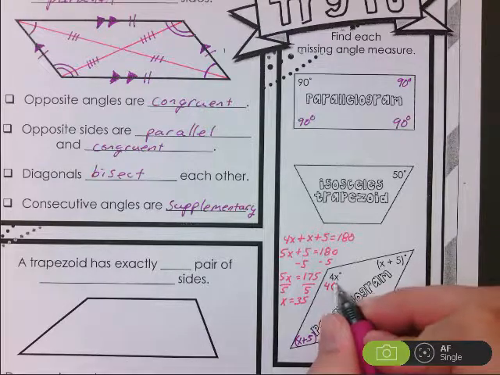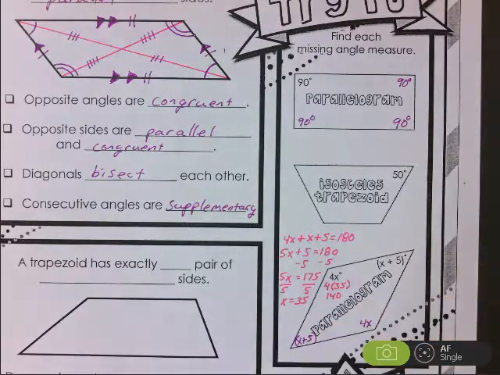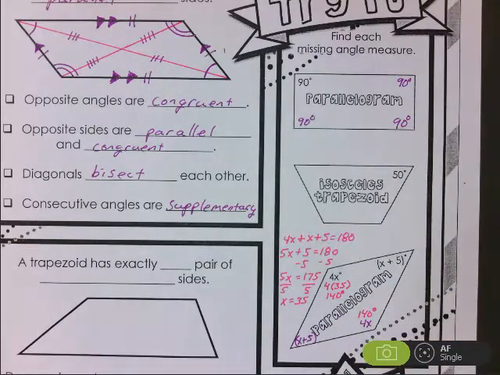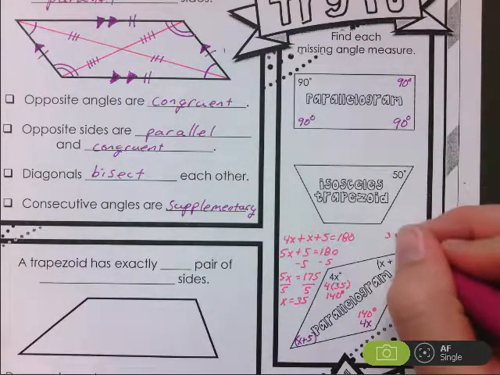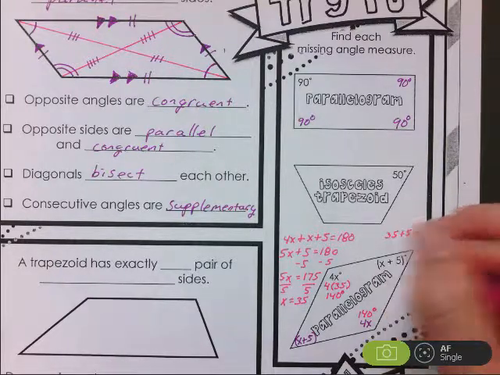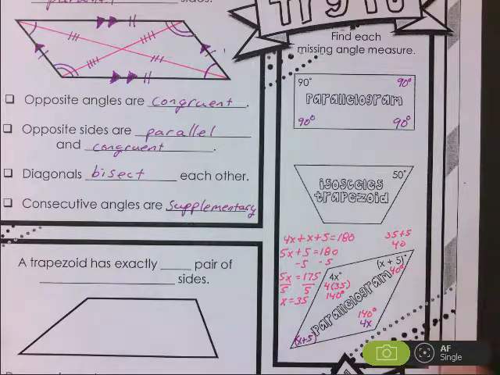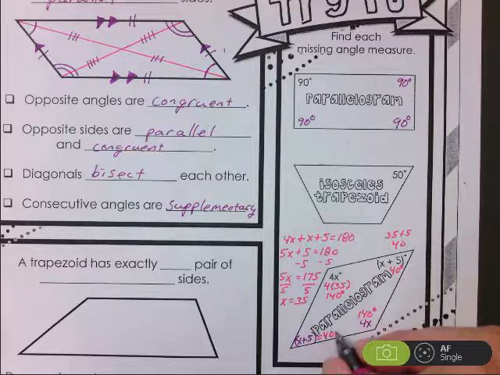So 4 times 35 gives me 140. Well, if this one's 140, this one has to be 140. So I don't need to do that math again. I just need to transfer it down there. So then up here, we have x plus 5. So we've got 35 plus 5 equals 40. So this one's 40 degrees. Well, if the top one's 40, the bottom one also has to be 40.